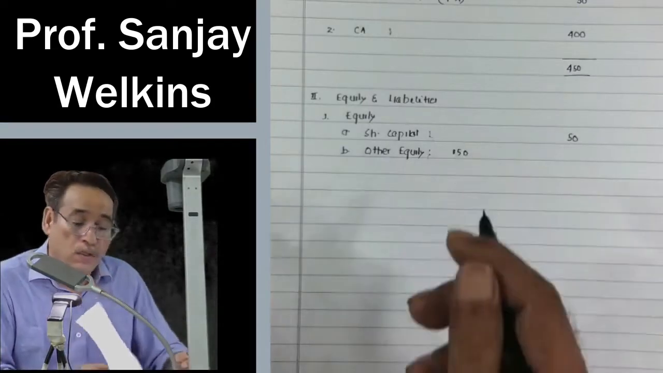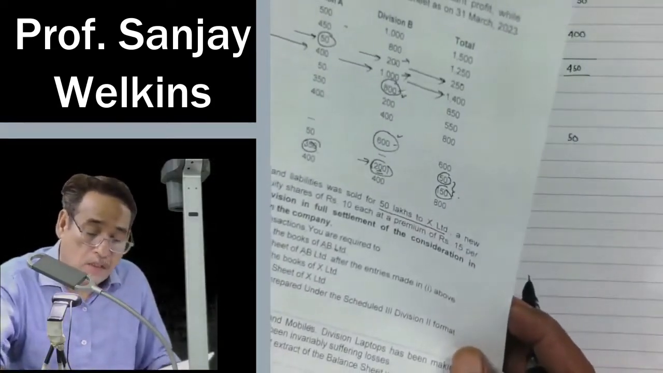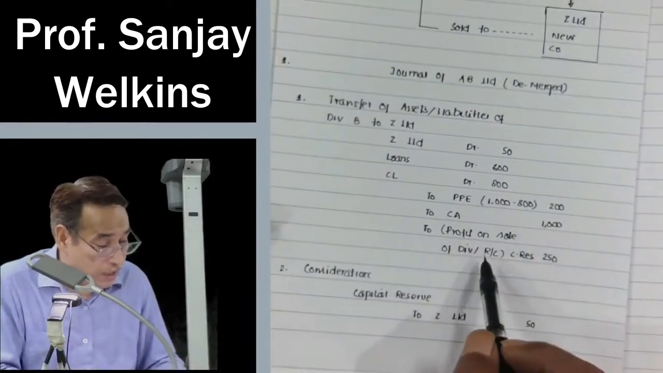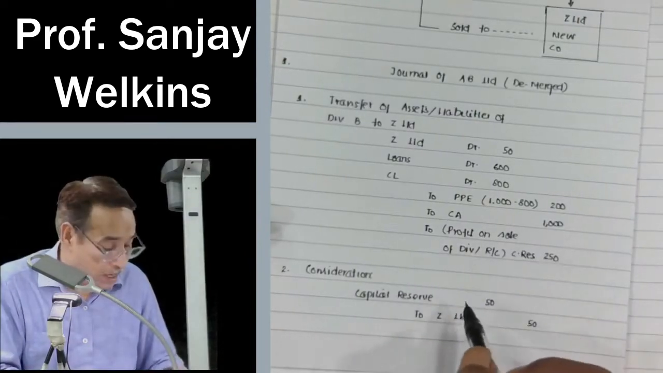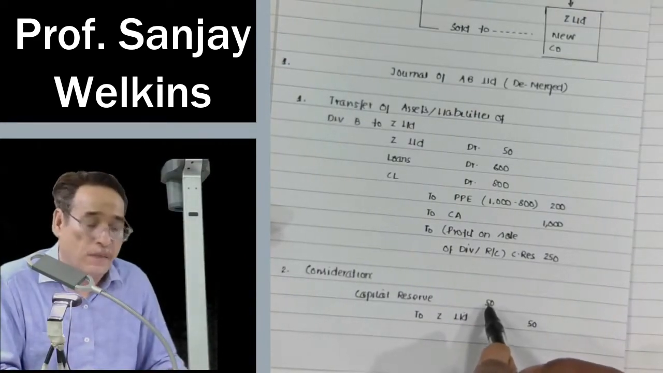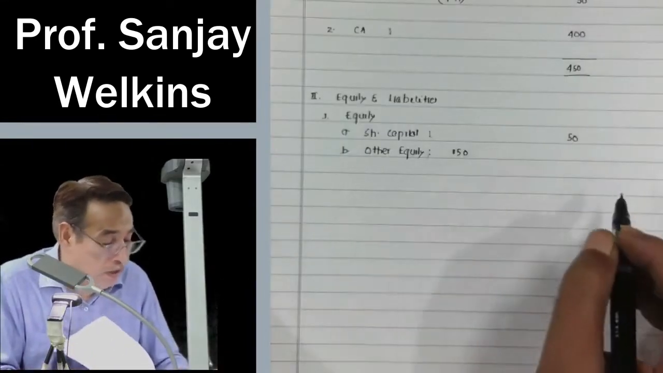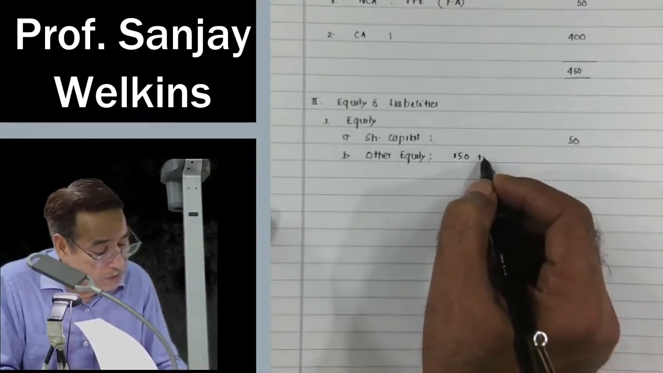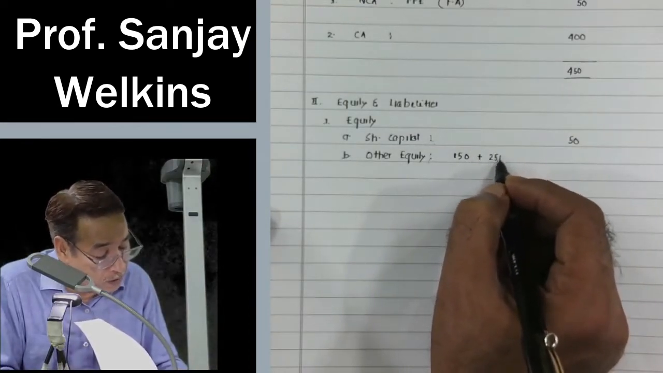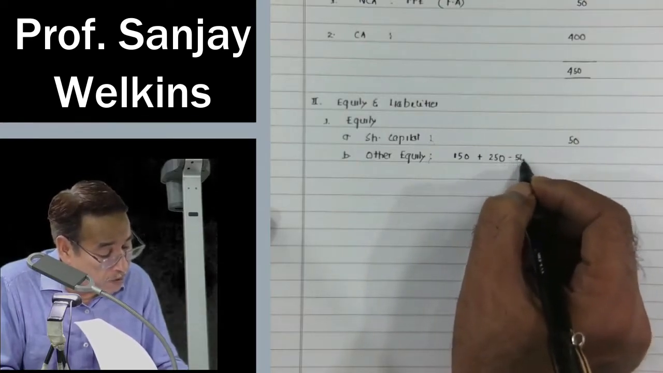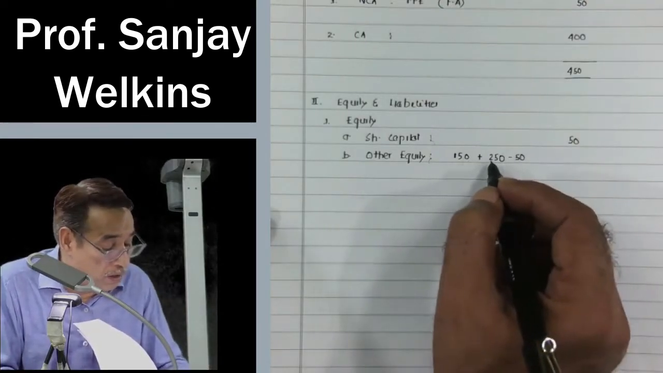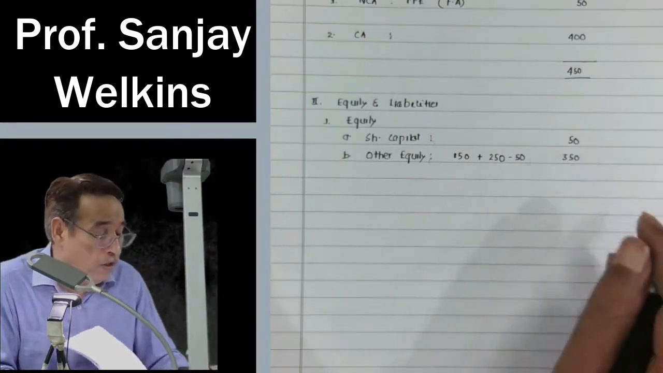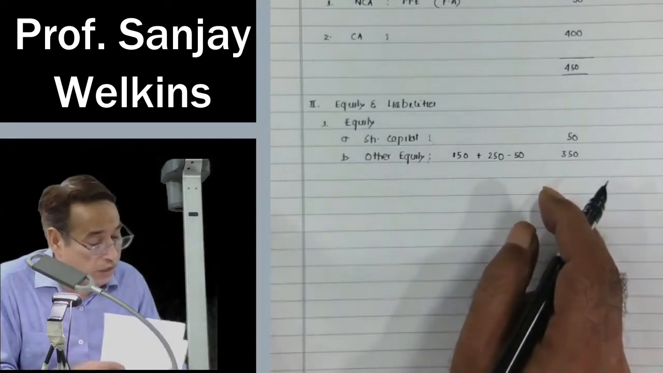So 150 is the equity. Now, just a moment ago, we passed two entries, correct? These are the two entries. Here, we are having capital reserve credit balance 250 and debit balance of 50. So, it will be adjusted in other equity because capital reserve is a part of other equity. So, plus capital reserve 250, then minus capital reserve 50. So, on account of this, 400 minus 50, 350. So other equity which will appear in the balance sheet will be equal to 350, correct?